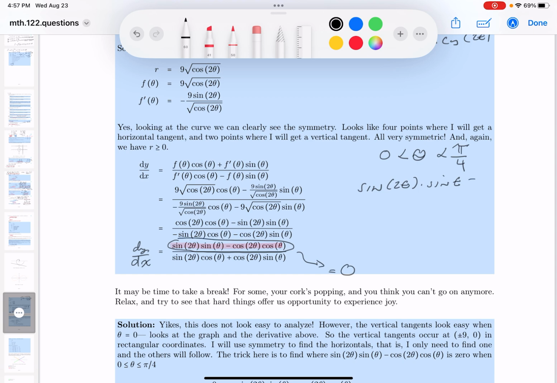The only way the top can be 0 is if it equals the cosine of 2 theta times cosine theta. Let me see if I got that written down right. Sine 2 theta, sine theta, cosine 2 theta. Yeah, like that. I'm going to keep rewriting it because it looks like a tough equation to solve. And sine 2 theta is 2 sine theta cosine theta. I got a sine theta there already. And so I'm not too worried about the cosine 2 theta.